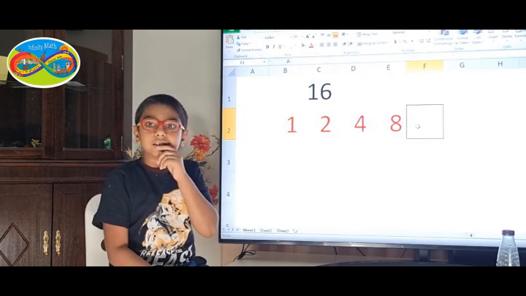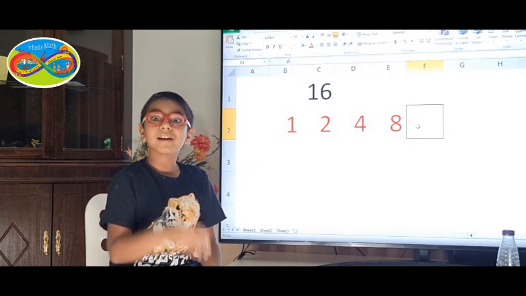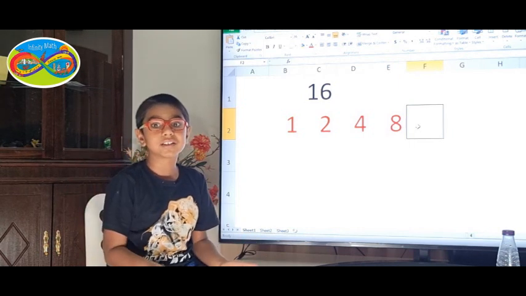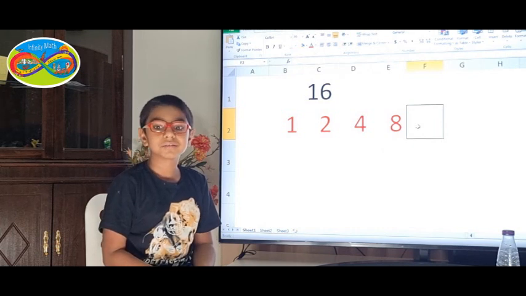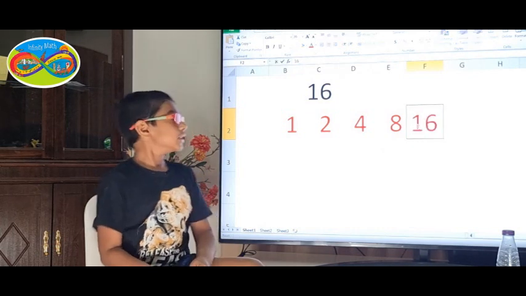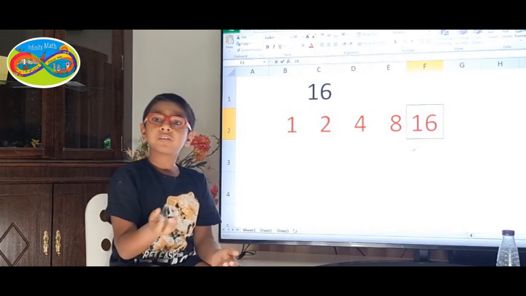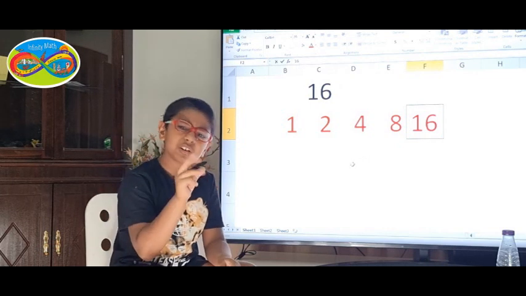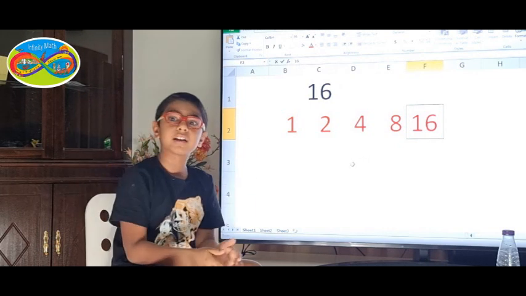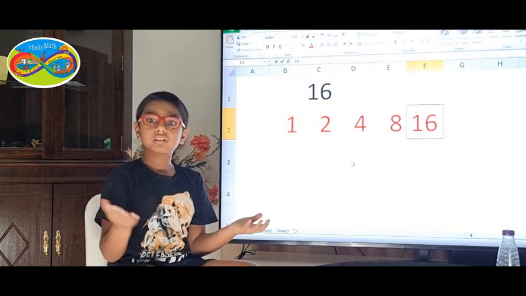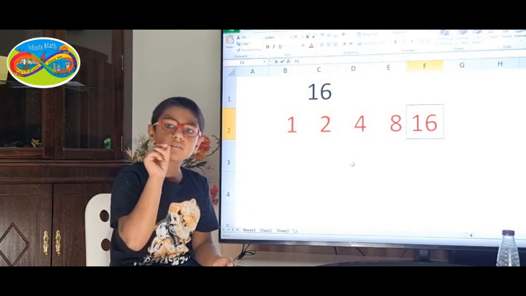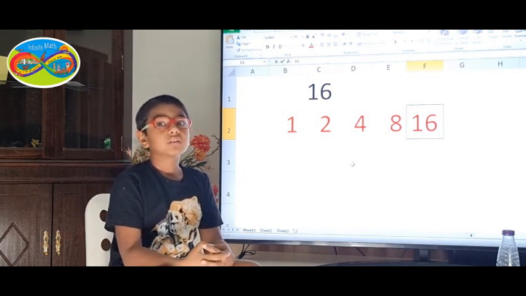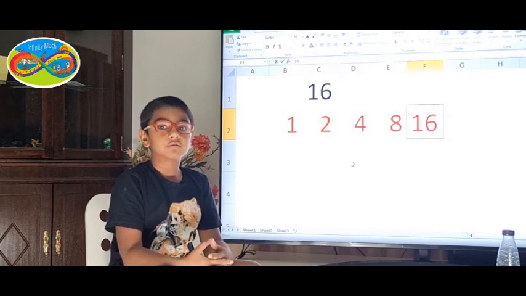Now we've got 4 factors. Wait, there's actually one more factor: the number itself. Because 16 divided by 16 equals 1, no remainder. So 16 is a factor of 16. So actually, numbers can have many factors. Some can have 2 factors, some can have 5 factors, some can have 10, some can have a lot. And some have a minimum of 2. And factors always keep on going.